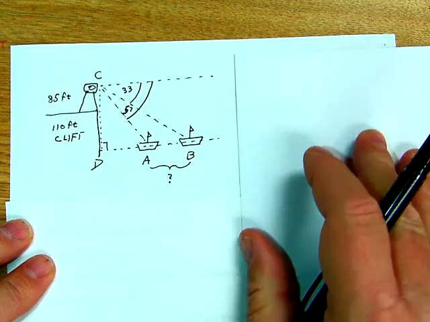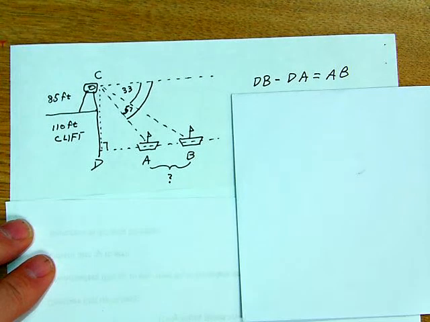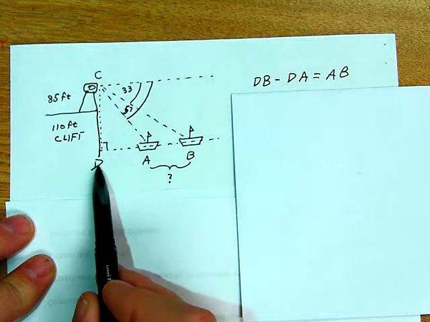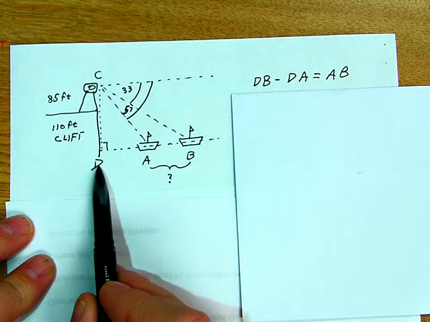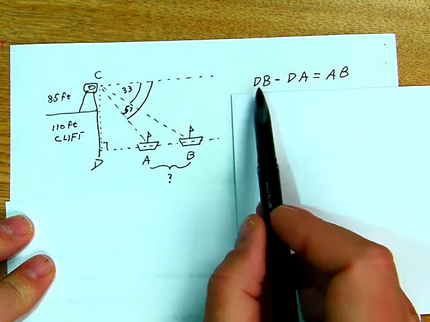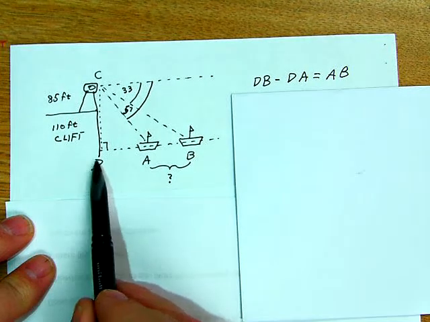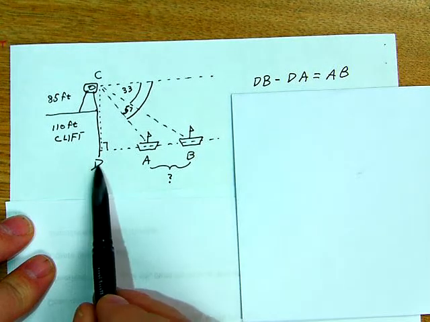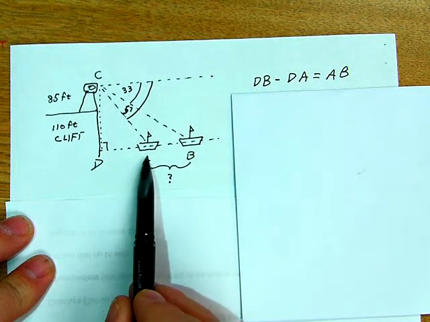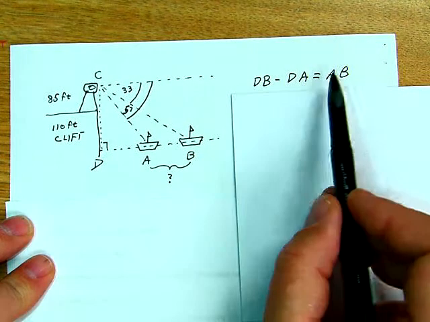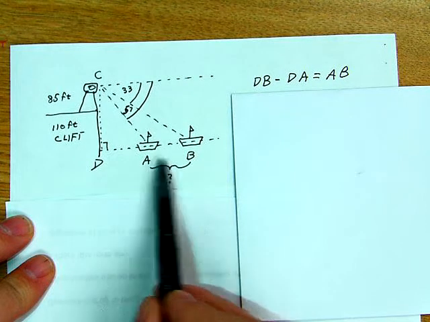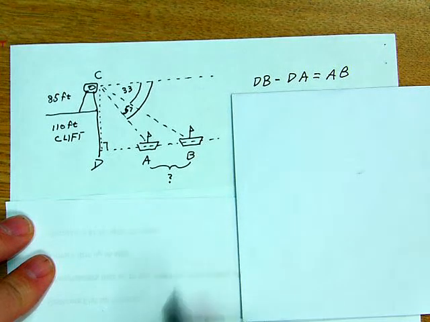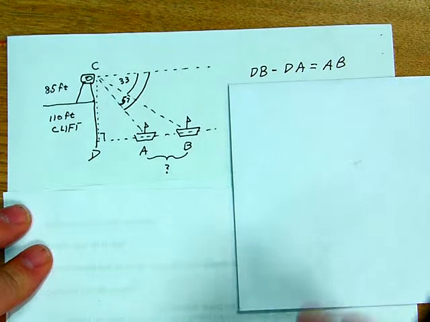Well, the first thing I do is look, how am I going to figure out how far apart they are? Using these letters to designate the parts of the triangle, we see that DB, which is the full length of boat B from the cliff, minus DA, which is the length of boat A from the cliff, will tell me how far apart boats A and B are. So I've got to figure out DB and DA. Luckily, I can do that from the information they've given me.